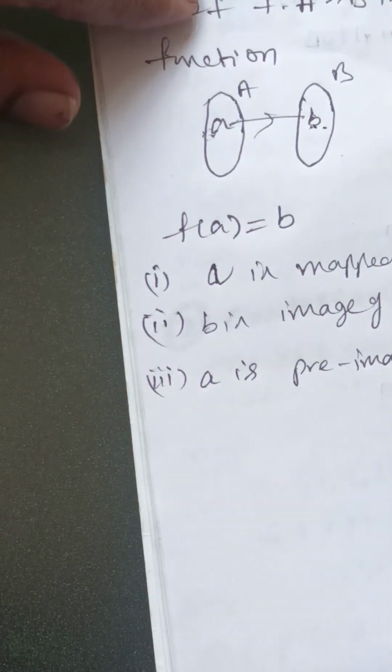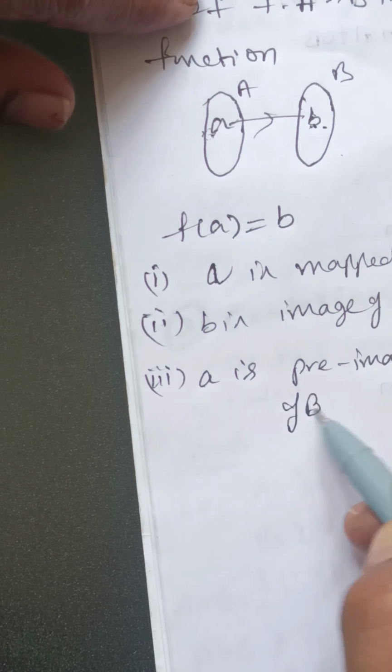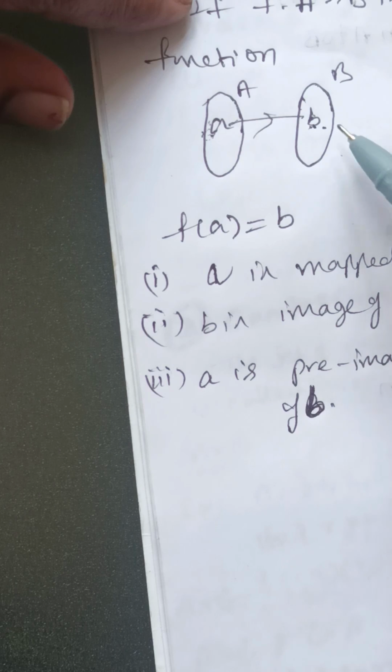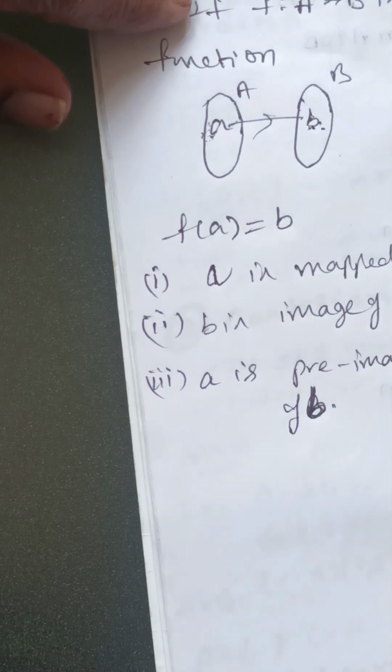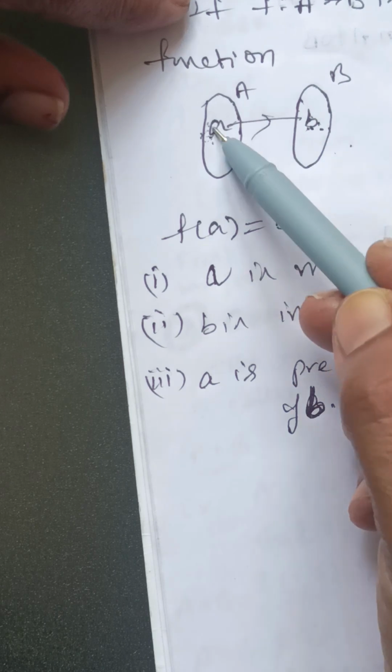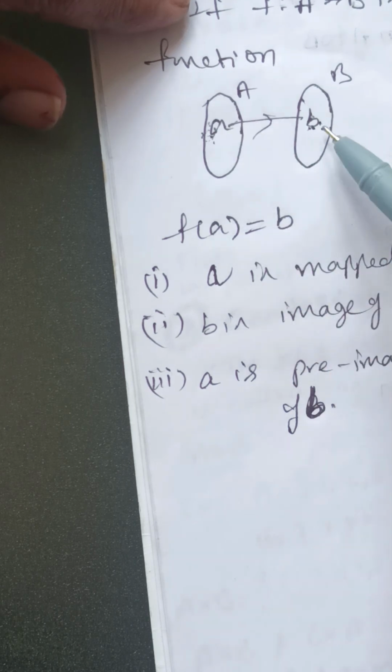a is the pre-image of small b. Okay, a is mapped to b. b is the image of a, and a is the pre-image of b.